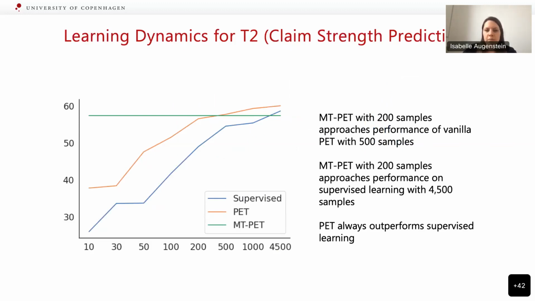And we also have some learning curves, which we can show here. Now, we show that MT-PET, this multitask learning version, with just 200 samples, approaches the performance of supervised learning with 4,500 samples, as you can see here. And that we found really interesting to see.